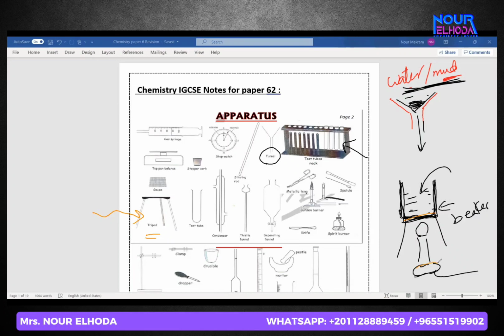So if this is your Bunsen burner, you are going to put here something called a tripod. What do I mean by tripod? A tripod, I think it looks like a small table, it's very small. It looks like a triangle, so that I can put here a beaker, I can put anything to heat. Why is it called tripod? Tri means three. Pod means legs. Since it has three legs, that's why I usually call it a tripod.